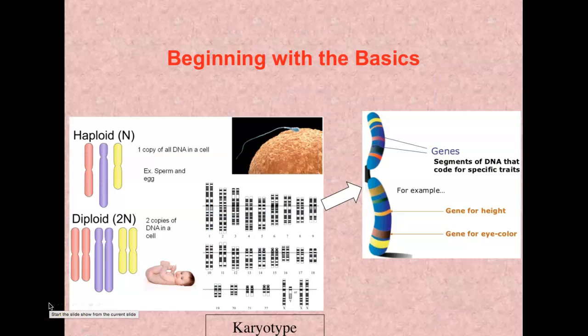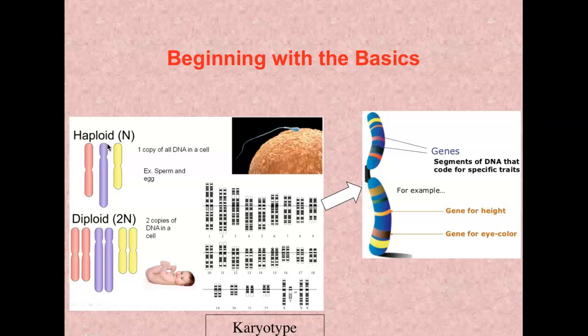Before we get into the actual process and the different stages of meiosis, we need to talk about the basics and the fundamental vocabulary terms needed to fully understand meiosis. What we're going to talk about first are the two different types of cells in a living organism: haploid cells and diploid cells.